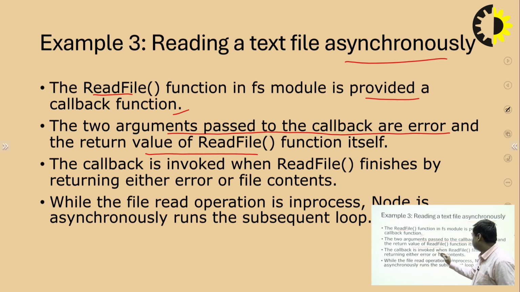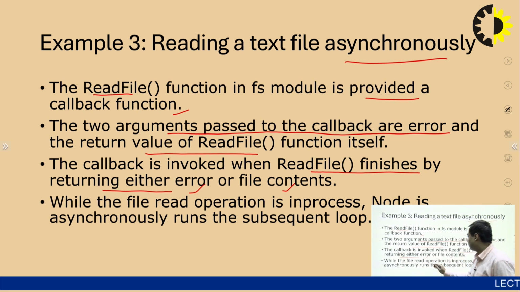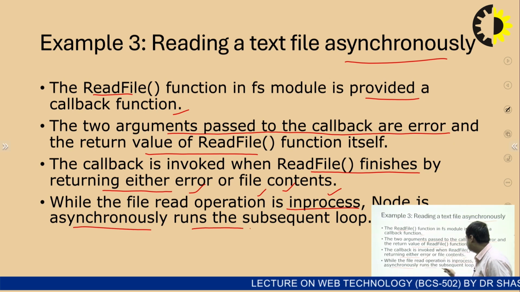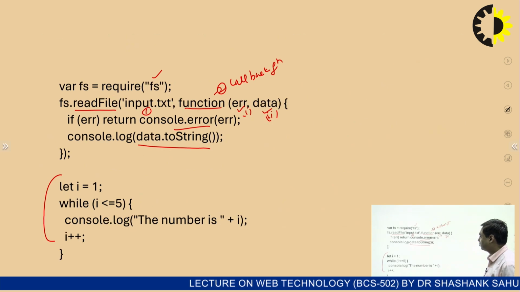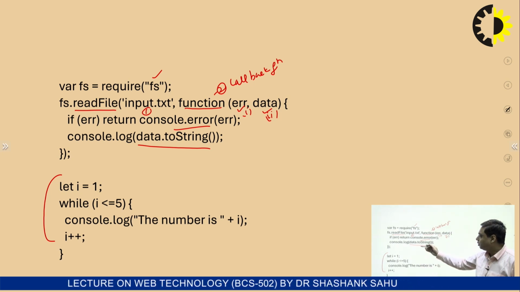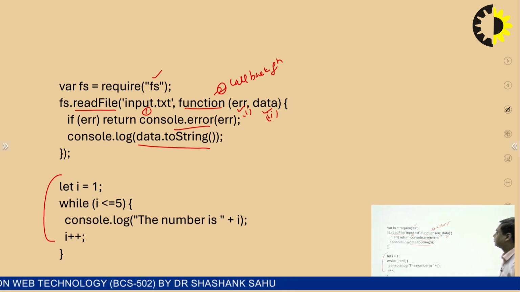So the callback is invoked when readFile finishes, by returning either an error or the file content. While the file read operation is in process, Node.js asynchronously runs the subsequent loop. The subsequent loop is this one. So it will display the numbers 1, 2, 3, 4, 5, then it will display the content of the file.